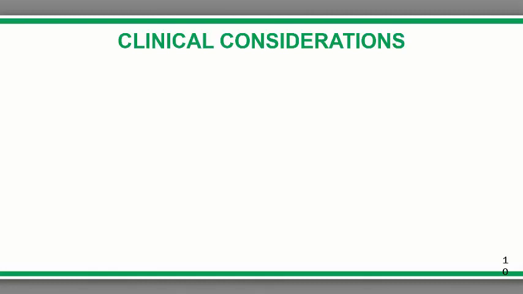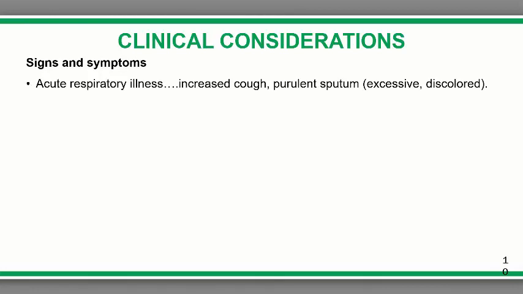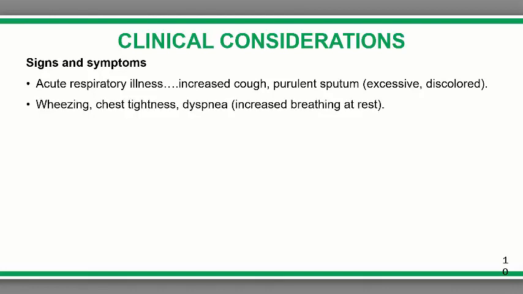In this lecture, we're going to take a brief view of some of the clinical considerations related to COPD, and we begin with some of the more obvious signs and symptoms. The first one here is acute respiratory illness, and this is indicated by an increased cough and the production of what's called purulent sputum. This is the production of an excessive amount of sputum, which comes from the excessive production of mucus. And so it is excessive and it is discolored.